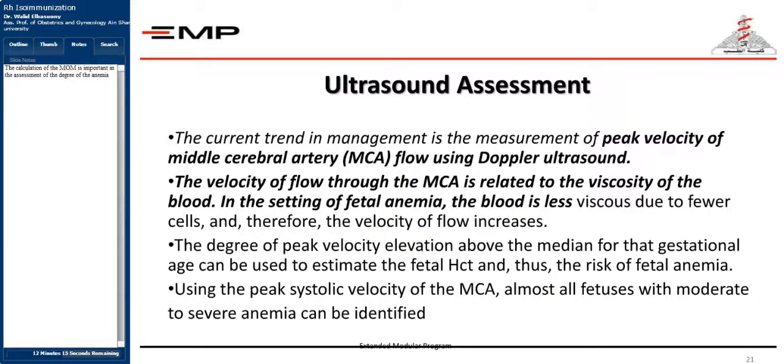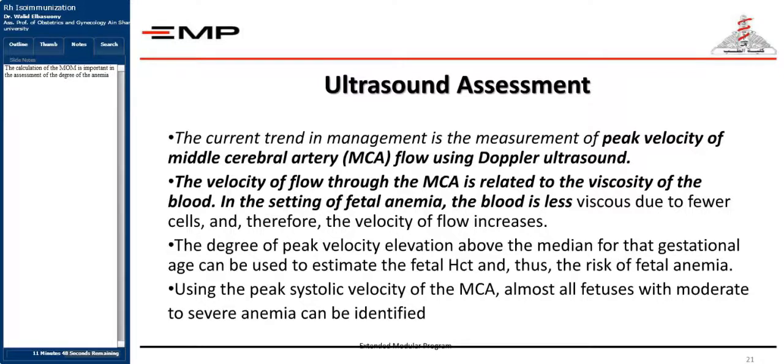The next step is ultrasound assessment. So we spoke at first about the antibody titer, and then about the amniotic fluid assessment, and now we're speaking about the ultrasound assessment. This is actually the current trend in the management of isoimmunized patients: the peak velocity of the middle cerebral artery flow using a Doppler ultrasound. This is the current trend in how we follow up isoimmunized patients.